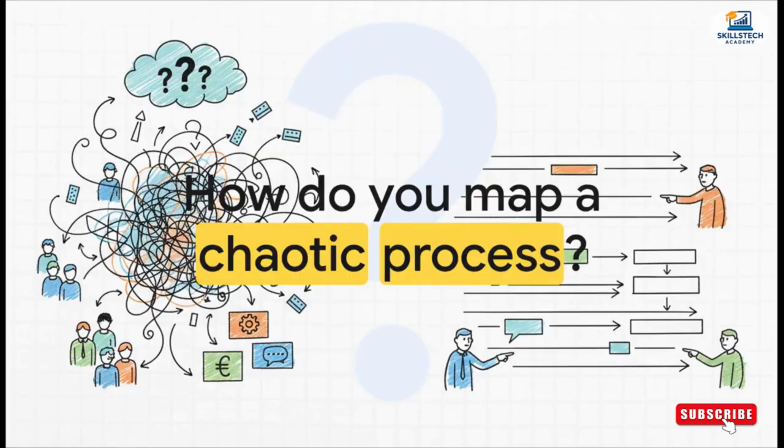Right? So you've got this process. It probably involves a bunch of different people, maybe even different departments. Information is supposed to get passed around. Decisions have to be made. But from the outside, it just looks like a total free-for-all. How do you even begin to get a handle on that, let alone try to make it better?